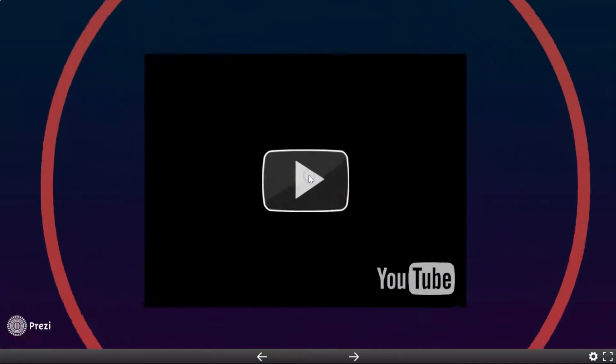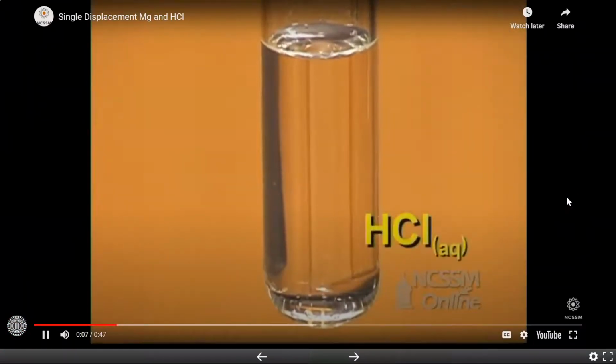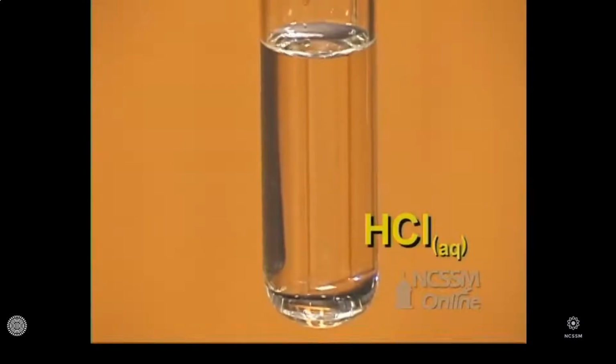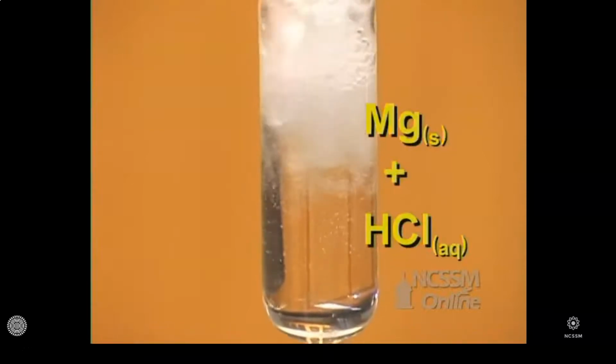Here you've got this one. In the single displacement reaction of a metal with an acid, we will react magnesium metal with hydrochloric acid. As we add the magnesium metal, we get a very rapid reaction. Hydrogen gas is produced by the single displacement reaction. The metal reacts completely, leaving us the solution of magnesium chloride.